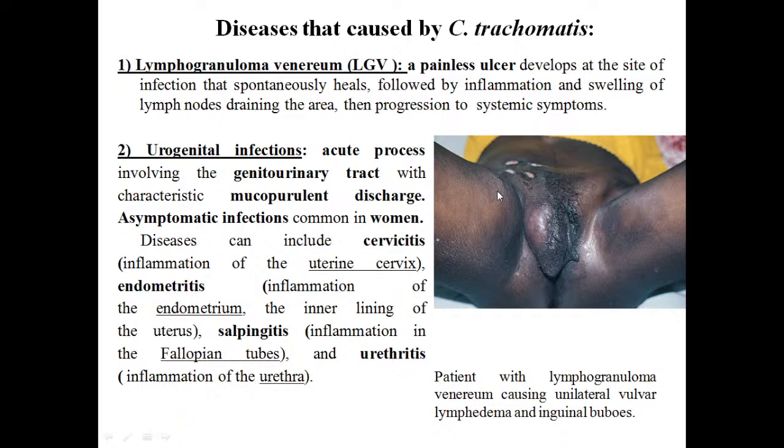In this photo you can see a patient with lymphogranuloma venereum. In this disease we can see inflammation of lymph nodes that leads to formation of bubos in these sites. These bubos are regional, located in regional lymph nodes here, for example.